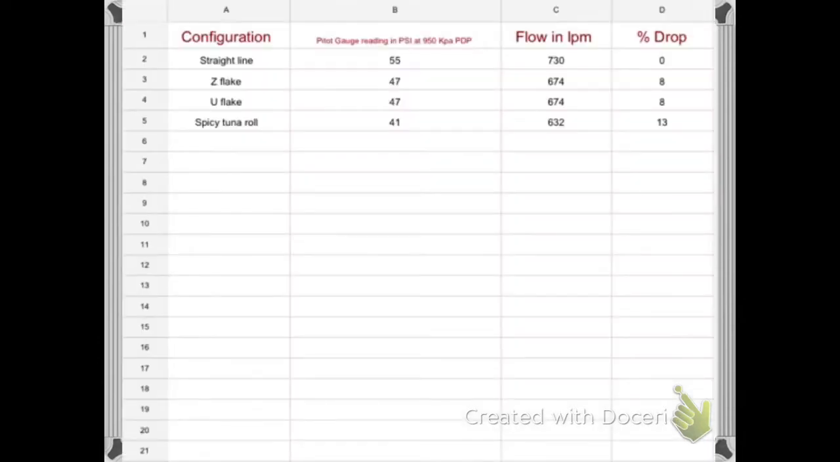We were a bit surprised at how much the different flaking methods reduced the flow. With a straight line, the flow is 730 liters a minute, which we established at 100% flow. The Z and U flakes were both 674 liters a minute, which was an 8% drop. The spicy tuna roll dropped 13% to 632 liters a minute. We didn't know that simply flaking the hose out would reduce the flow that much. Interesting.